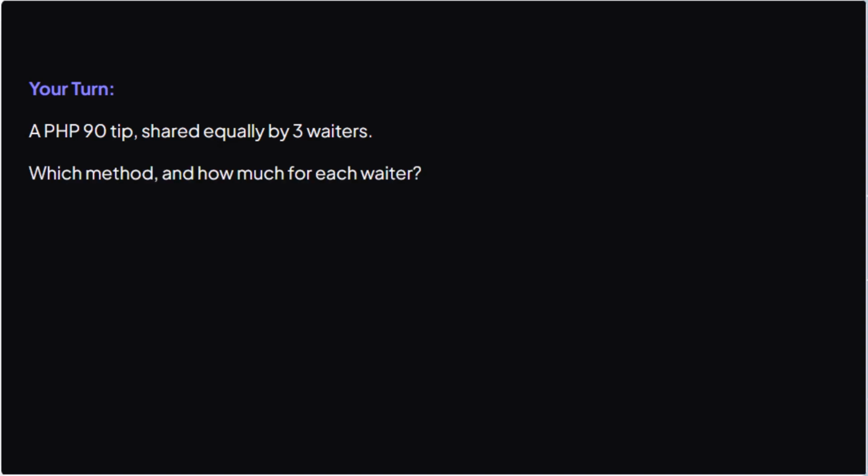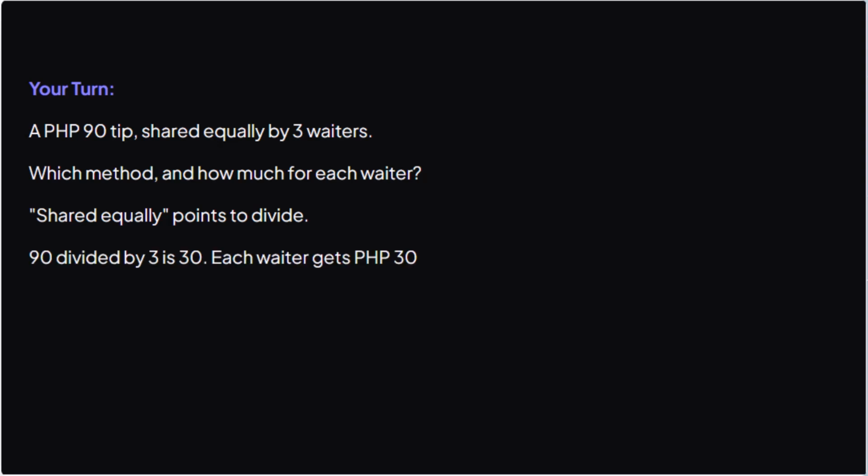Now it's your turn. A 90 pesos tip shared equally by 3 waiters. Which method and how much for each waiter? What are the clue words we use? So shared equally points to divide. So we have to divide 90 pesos by 3. So that's equal to 30 each. So each waiter gets 30 pesos.